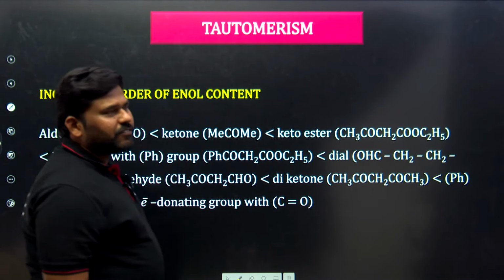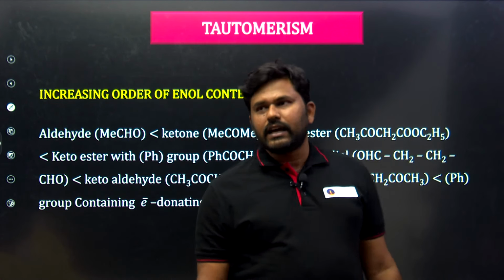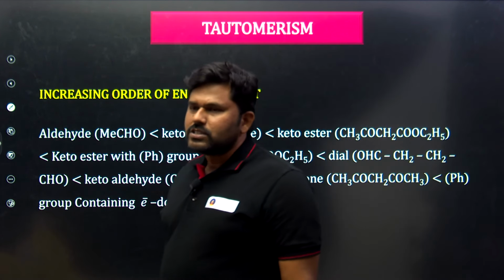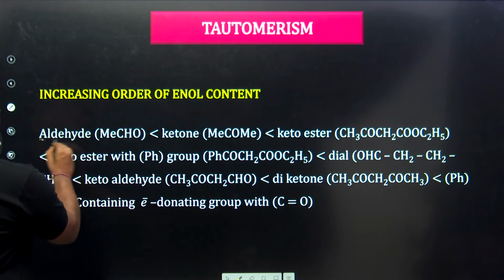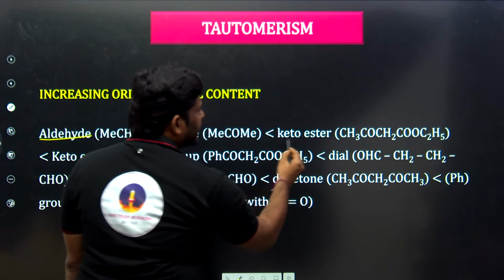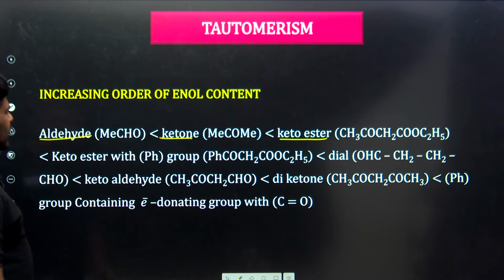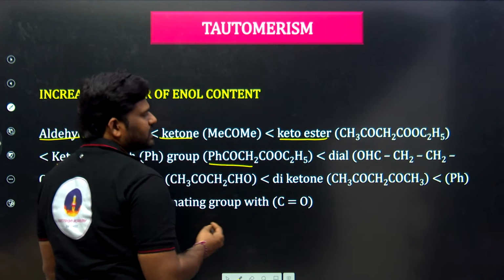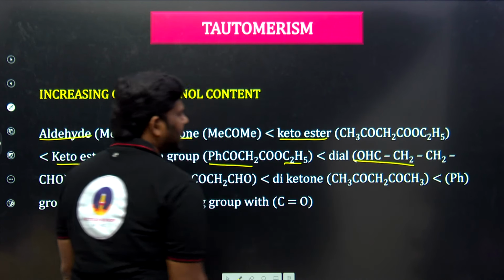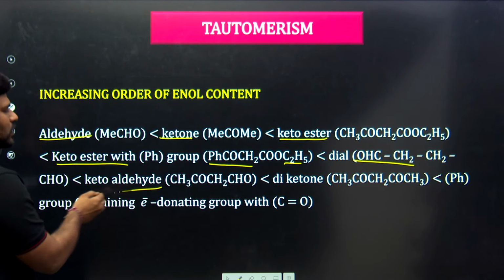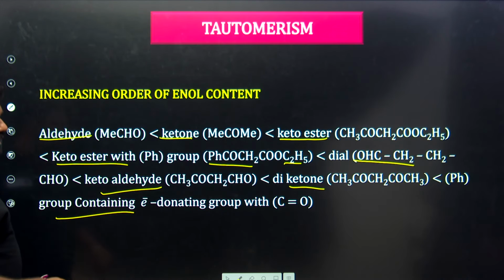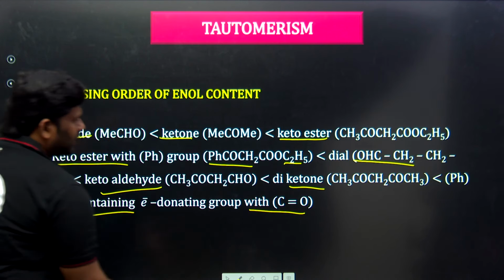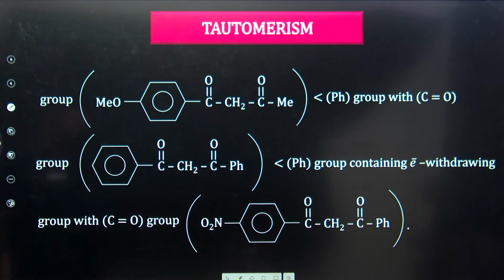Next, enols. They are asking in JEE especially about enol content: which of the following has more enol content? I will give you the order, you have to check. Aldehydes, ketones, ketoesters, ketoesters with rings like phenyl, Ph-CO-CH2-COOC2H5, then diols, ketoaldehydes, diketones. You have to remember this order.